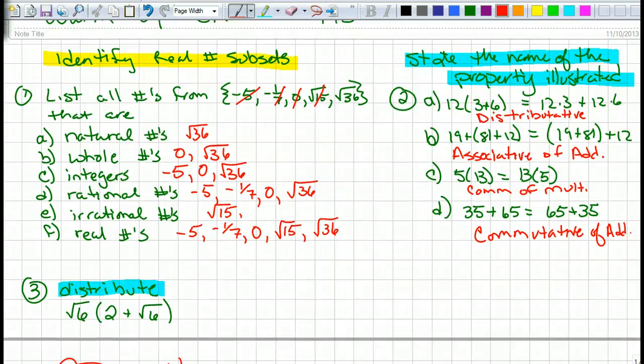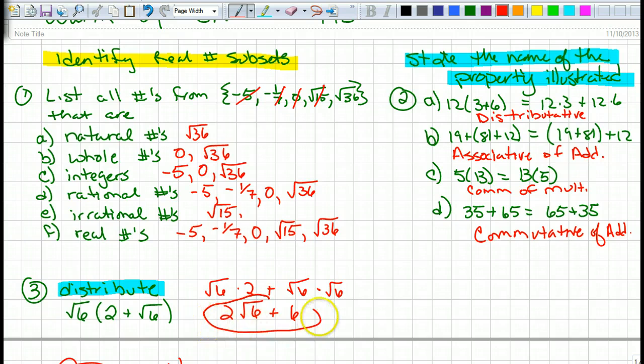So for number 3, what we have to do here is just actually distribute that square root of 6. So that would be square root of 6 times 2 plus square root of 6 times square root of 6. And there's not much I can do with these two, so I'm just going to rewrite it like this. 6. Yep. The second part's just a 6. So that's as far as I can take that.